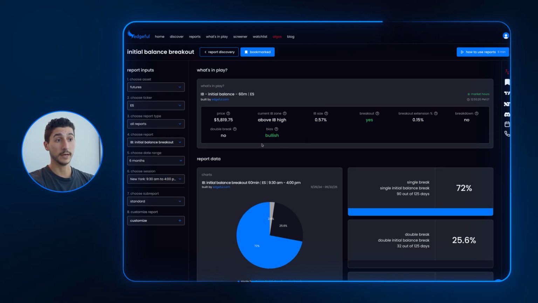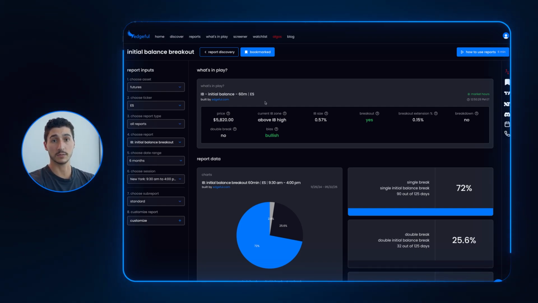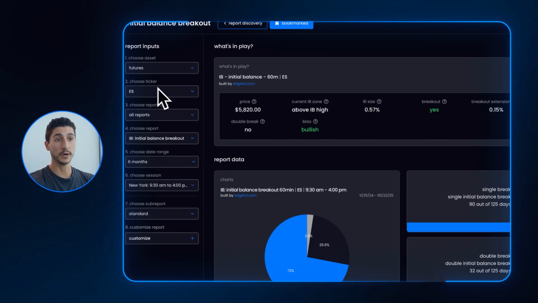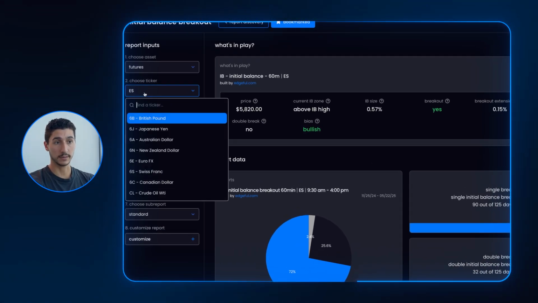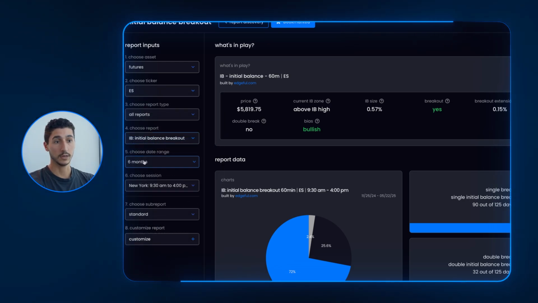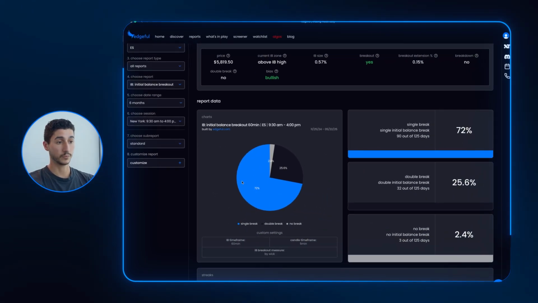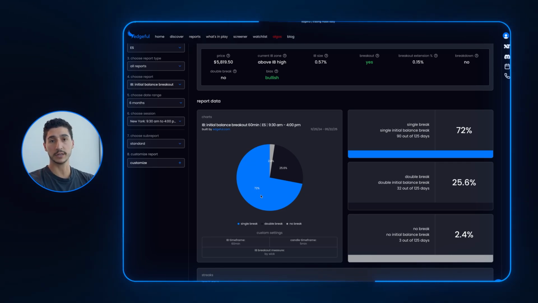And edgeful.com gives you the data in a way that you don't have to be a PhD. You don't have to be an analyst. You don't even have to like data, to be honest. You can literally just open it up, pick the ticker that you're looking at, like I have right here, ES, pick the report, in this case, initial balance, 6 months back, and I'm looking at the New York session. Price will break to one side of the initial balance 72% of the time.